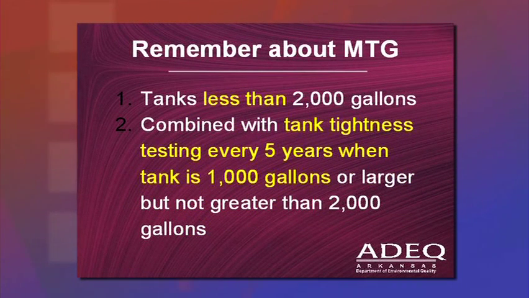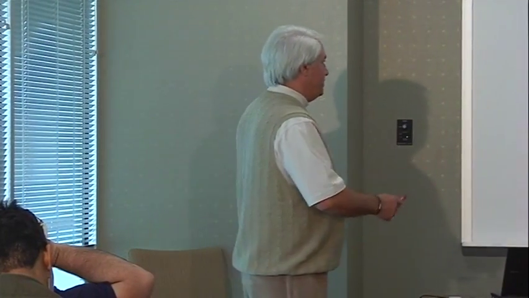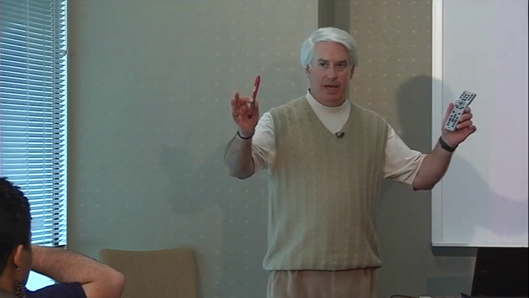The tank, to use this method, the tank has to be below 2,000 gallons. You can use manual tank gauging with tank tightness testing if the tank is between 1,000 and 2,000 gallons. You can use it for 10 years with the tank tightness test in the middle of that 10-year period, every 5 years. If the tank is less than 1,000 gallons, you can use that method for the life of the tank. If the tank is greater than 2,000 gallons, you can't use this method at all.